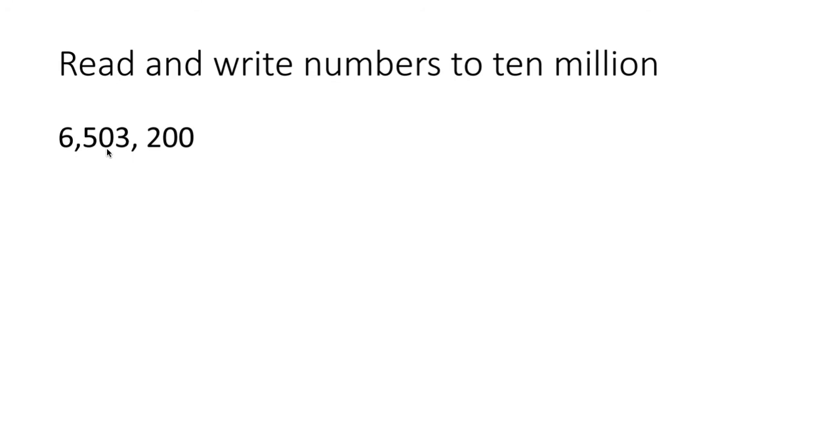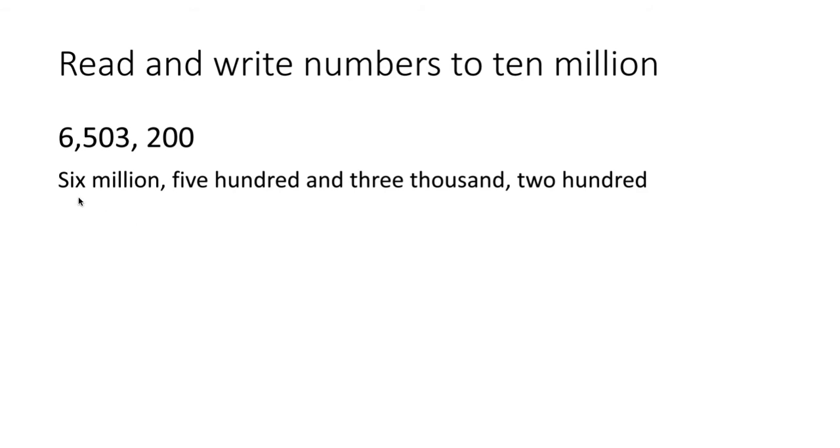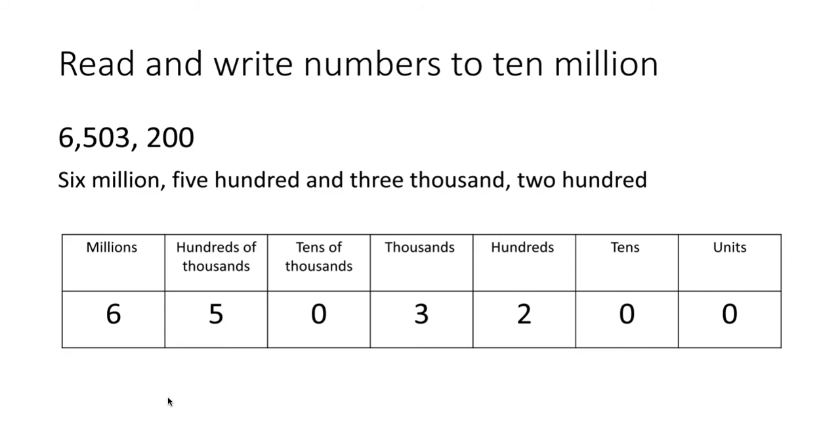Okay, this one's got a few zeros in it, so have a look carefully. We've got our millions, our thousands, and our hundreds here. 6,503,200. It doesn't matter that we haven't got any tens and ones. We can still read it plainly as 200. It doesn't matter that we haven't got any tens of thousands. We can still read it as 503,000. If we look in our place value grid, we've got our 6 millions, 503,000 and 200s.